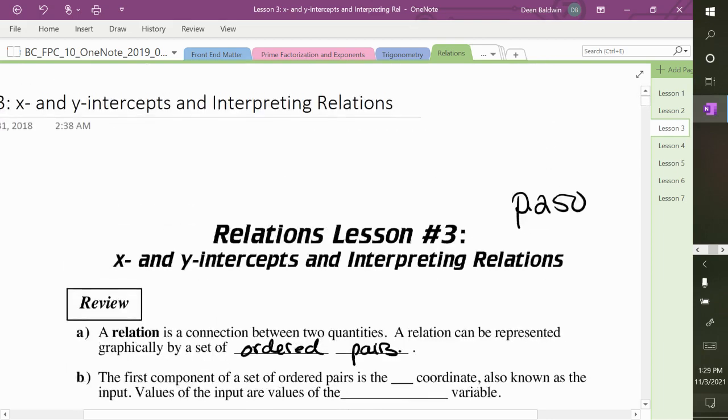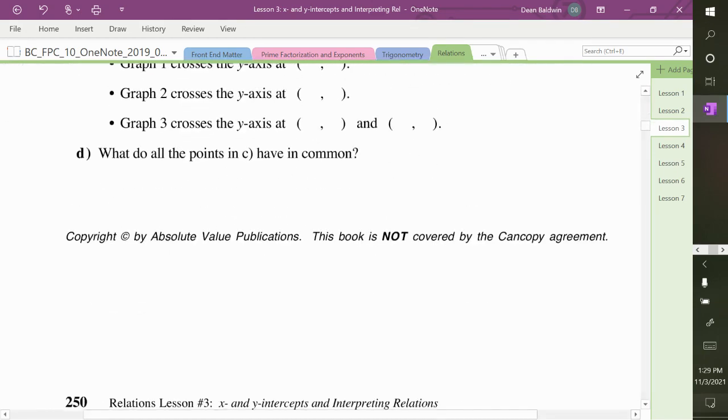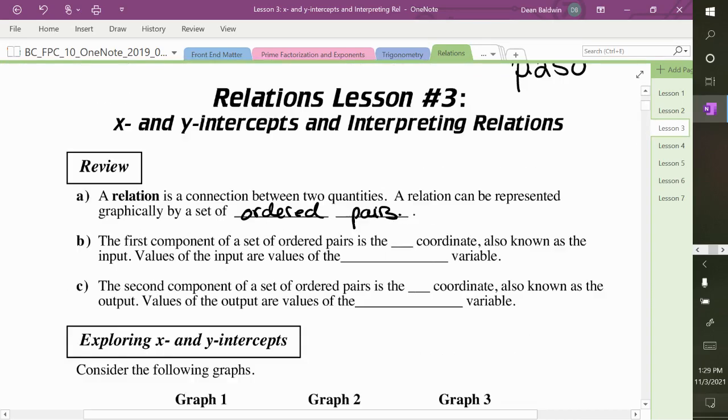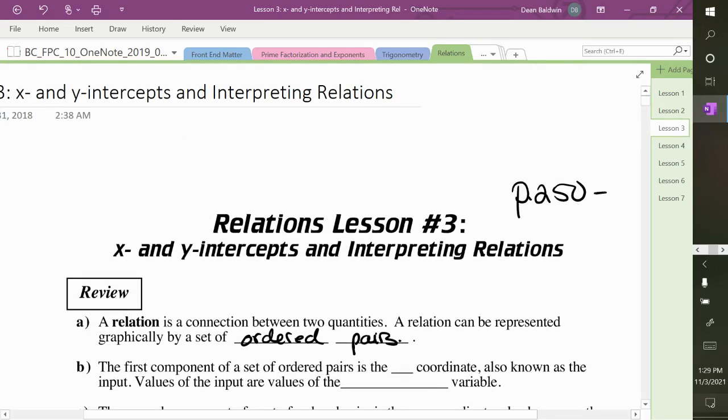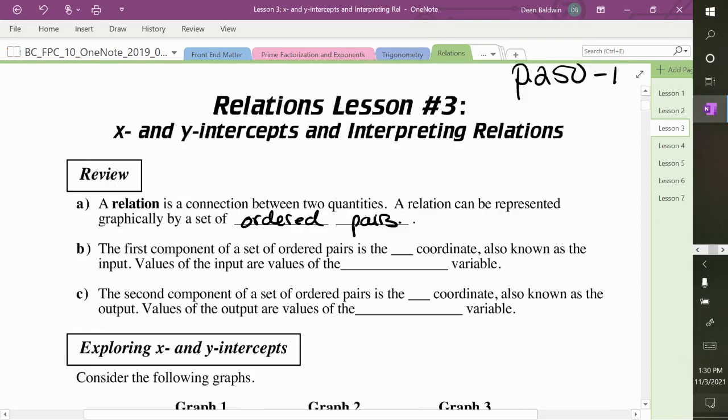It's not? What page is it? Oh my gosh. No, it's not. Come on. What is it? Is it 249? Okay, so 250 minus 1. There you go. All right.